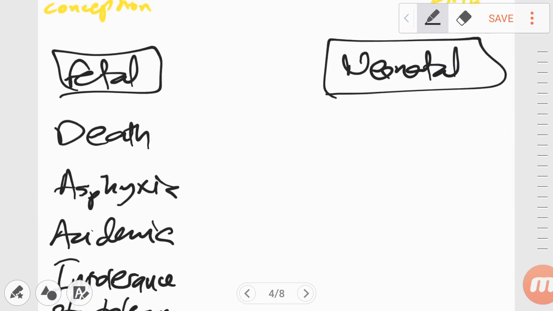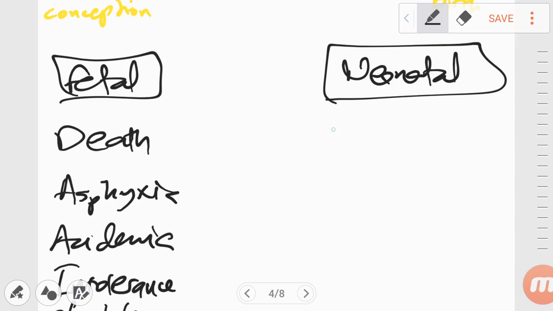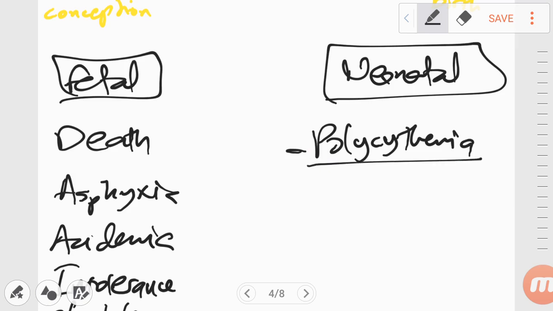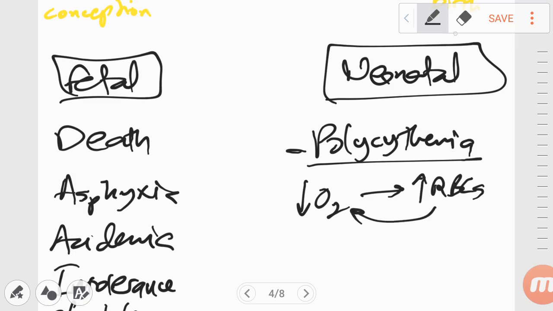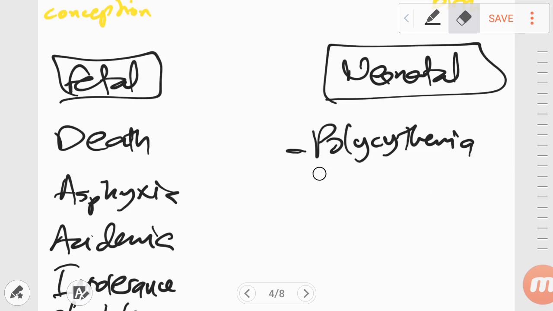All right. And as for the neonatal period, once the child is born, the problems which can happen are, let's say, polycythemia. Polycythemia is an increase in the concentration of RBCs in our system. Why that happens is to compensate for the lack of oxygen that the baby is receiving. So if the baby is receiving decreased O2, the body responds by increasing the concentration of the RBCs and the hemoglobin concentration, so that it can make up for all that low oxygen that the child is not receiving. This is the reason that we can have polycythemia.